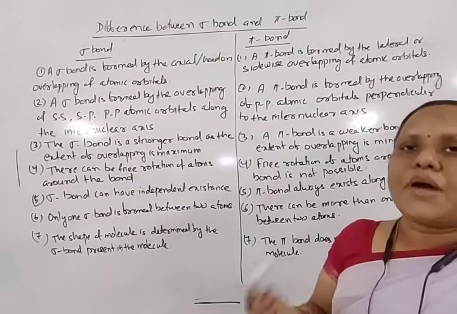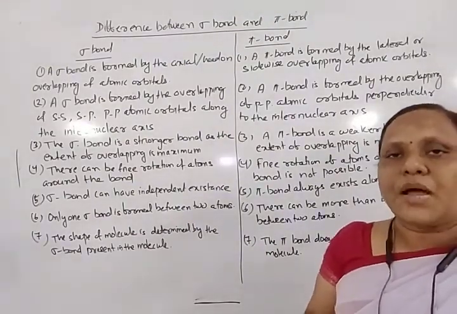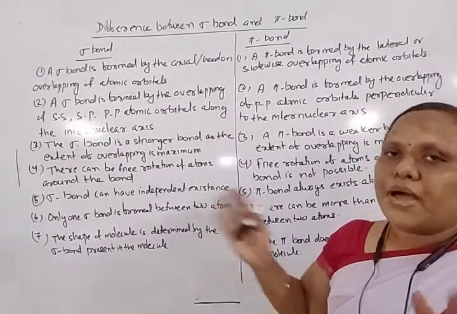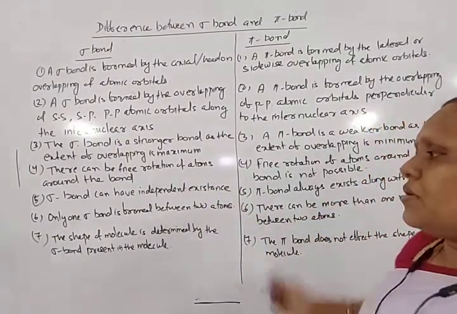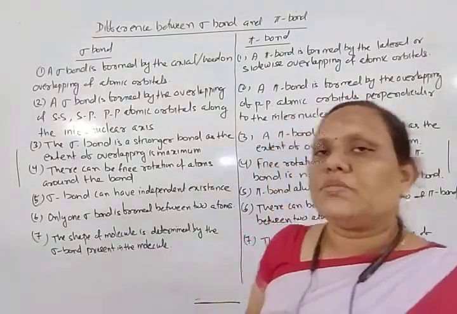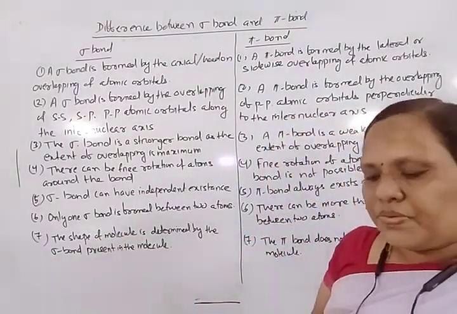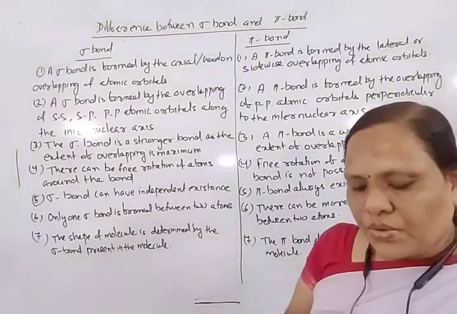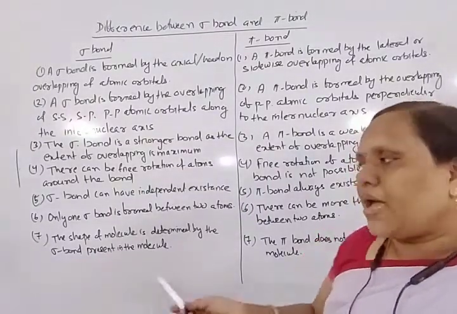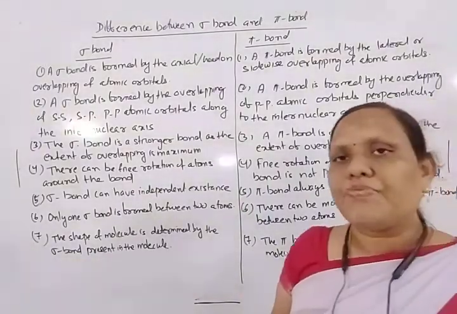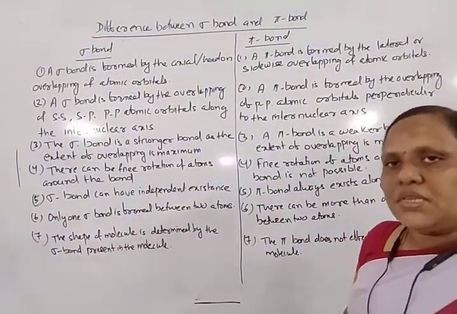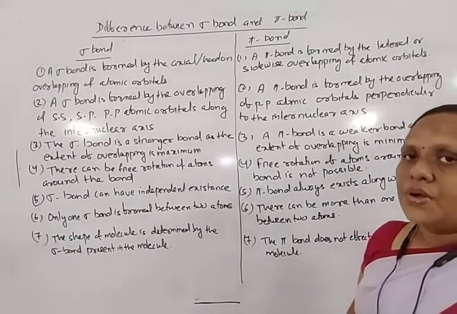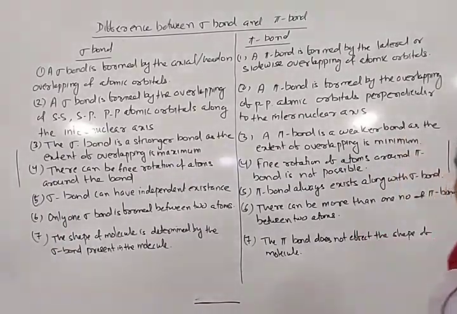But whenever there is a pi bond, there should be one sigma bond. After the formation of the sigma bond, the pi bonds are formed. So in this way, a pi bond exists along with a sigma bond. Between two atoms, only one sigma bond is formed, and between two atoms more than one pi bond can be formed. And the shape of a molecule is determined by the sigma bond, but the shape of a molecule is independent of the pi bond. Okay, so these are the points of difference. First write down these points.